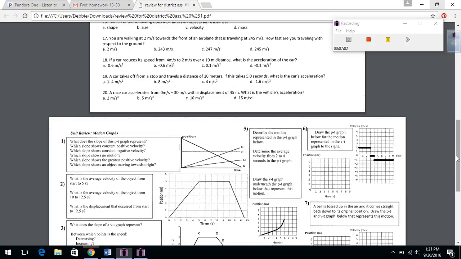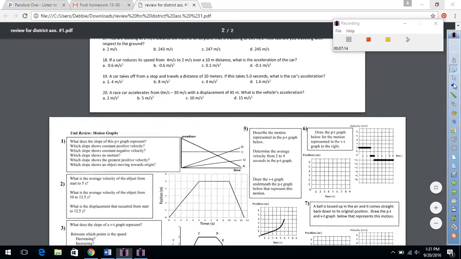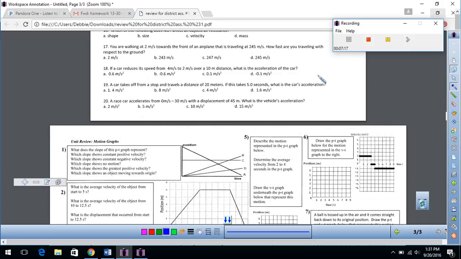A car reduces its speed from 4 to 2 over 10 meters, so if I did that correctly, Vf squared equals Vi squared plus 2AD. You know Vf, you know Vi is 4, Vf is 2, D is 10 meters, find A.